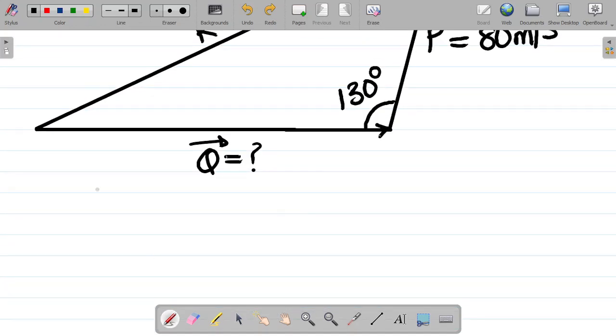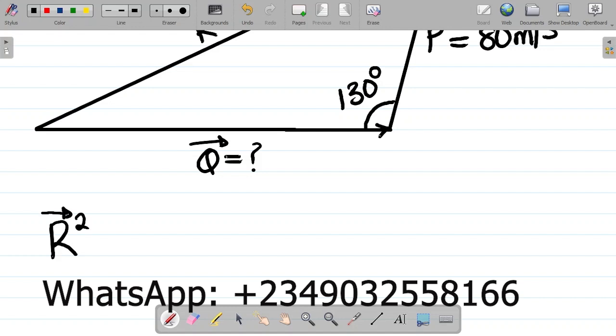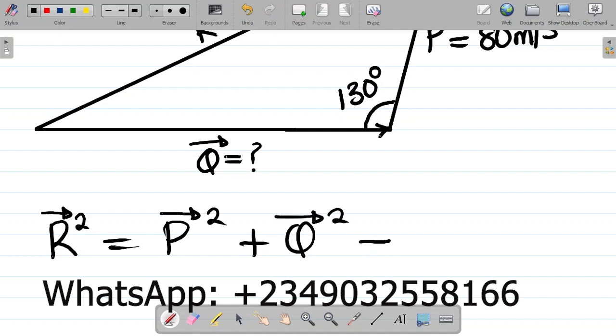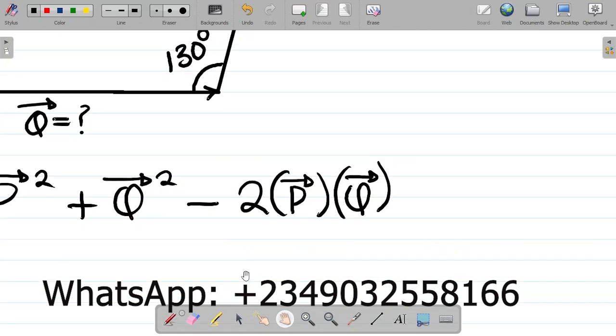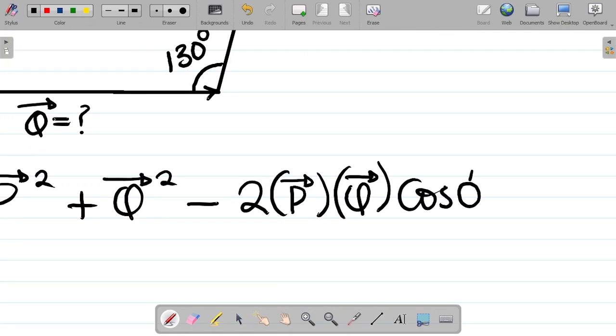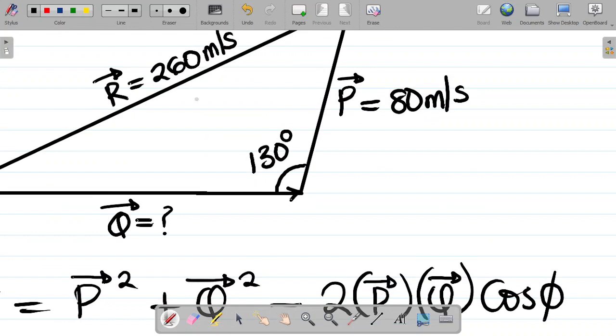From the cosine rule, we know that r squared is equal to p squared, let me write it properly. It's equal to vector p squared plus vector q squared minus 2 times the value of p multiplied by the value of q, then cos theta. Let's call this angle phi or theta, whichever. The angle here, phi, is simply the angle facing the arrow, which in this case is 130 degrees. So phi is equal to 130 degrees. Why? That's the angle facing directly opposite the value of r.